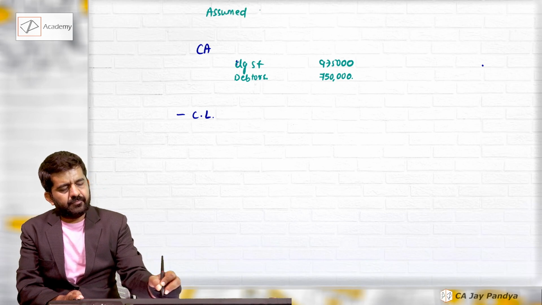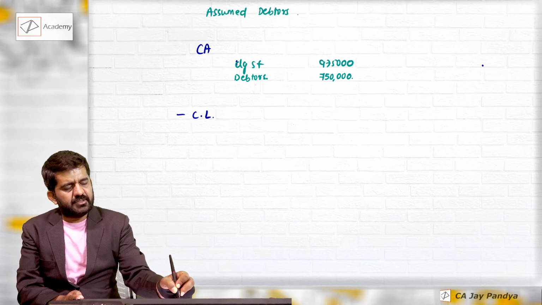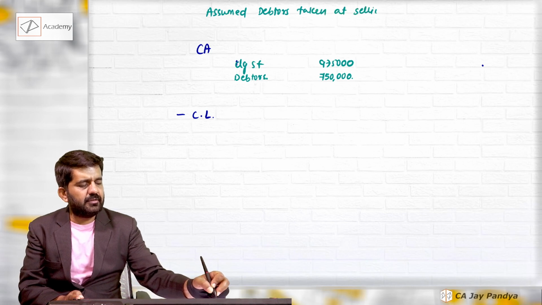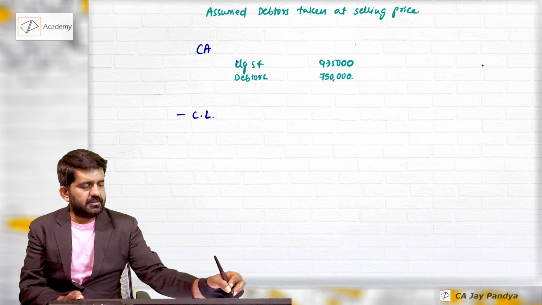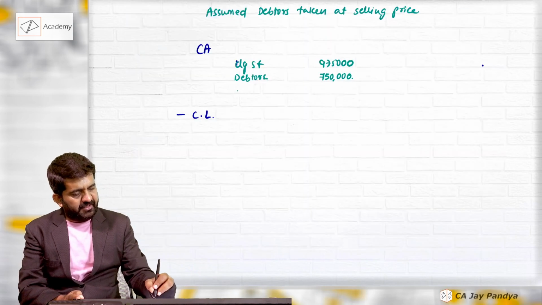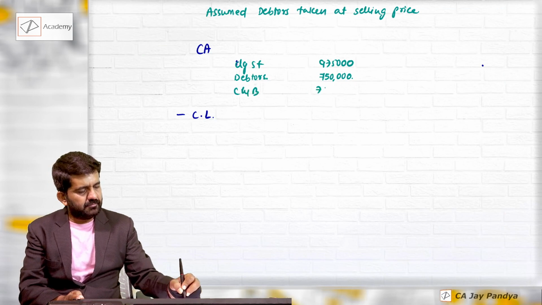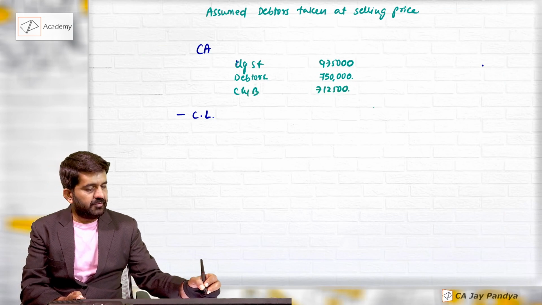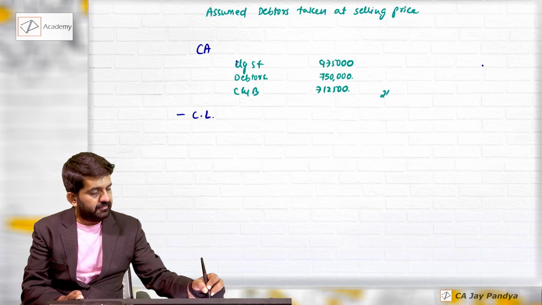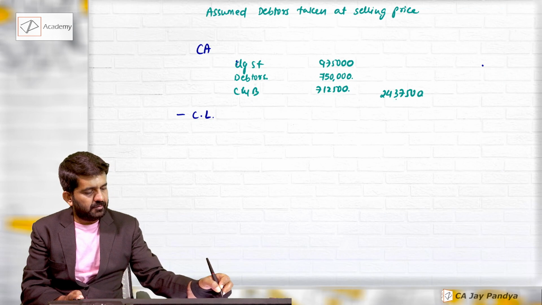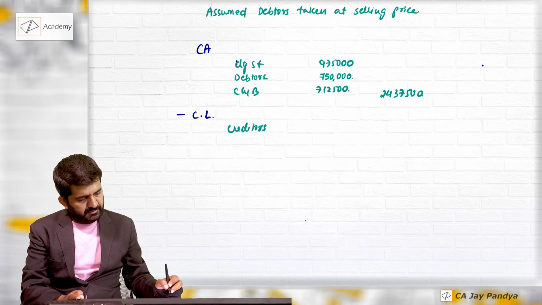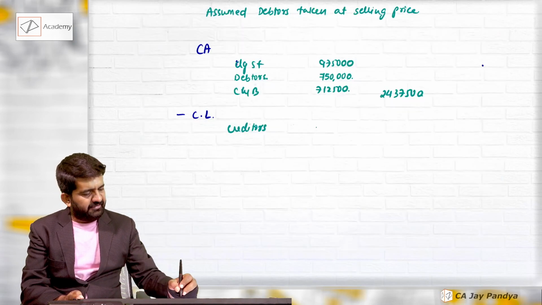You should always write this down: assumed debtors taken at selling price. Cash and bank 7,12,500. Total of current assets 24,37,500. In current liabilities, there are only creditors, 9,75,000.